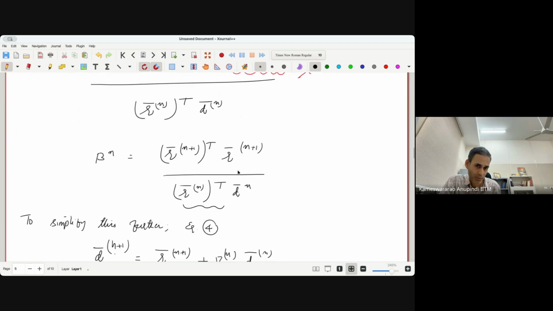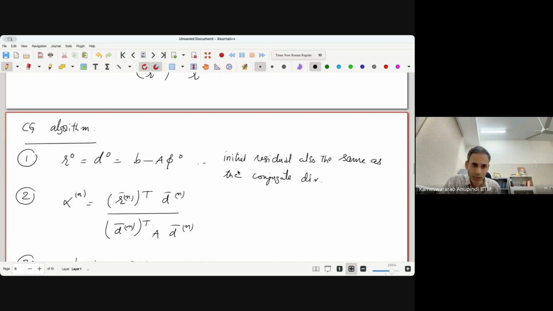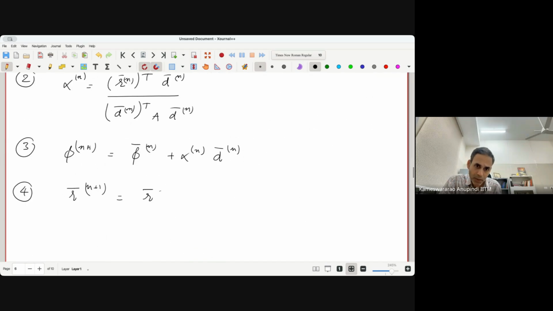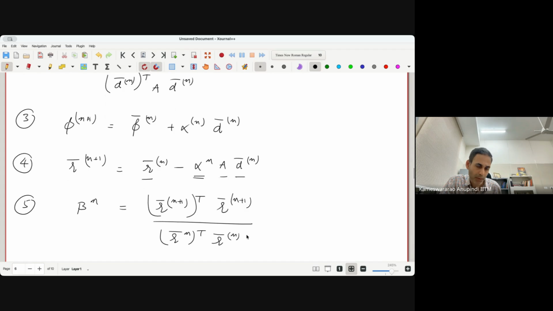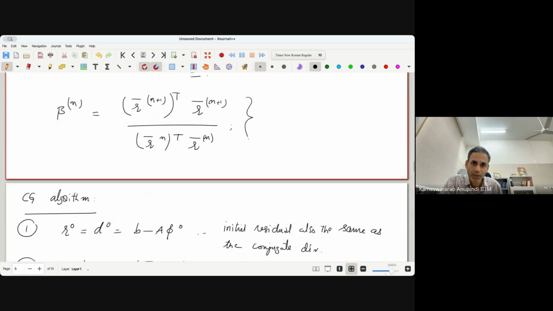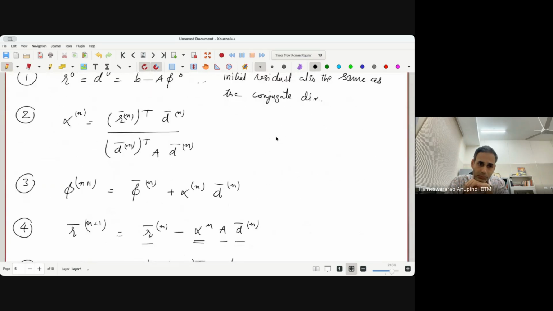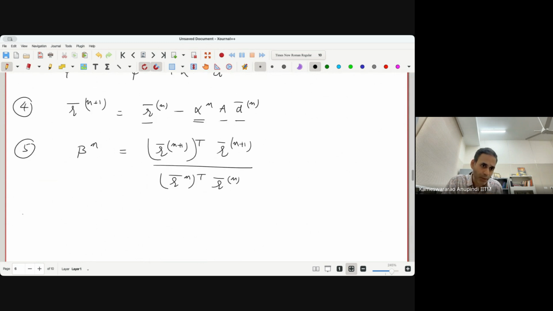So I can write this: R bar n minus alpha n A times d n. We already know alpha n, we know A, we know d n, we know R n. So I am able to calculate the next residual. Once I know the next residual, I can calculate my beta n. Beta n equals R bar n plus 1 transpose R bar n plus 1 divided by R bar n transpose R bar n, right? We have just calculated this here, the same expression which I have written. So once I know beta n, I can now calculate my new search direction.